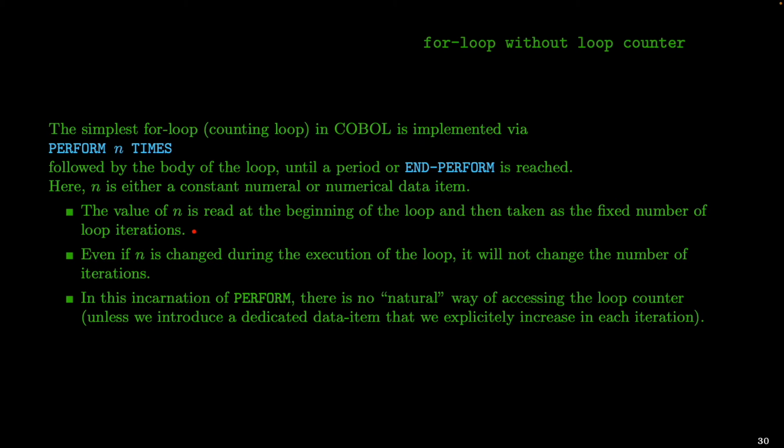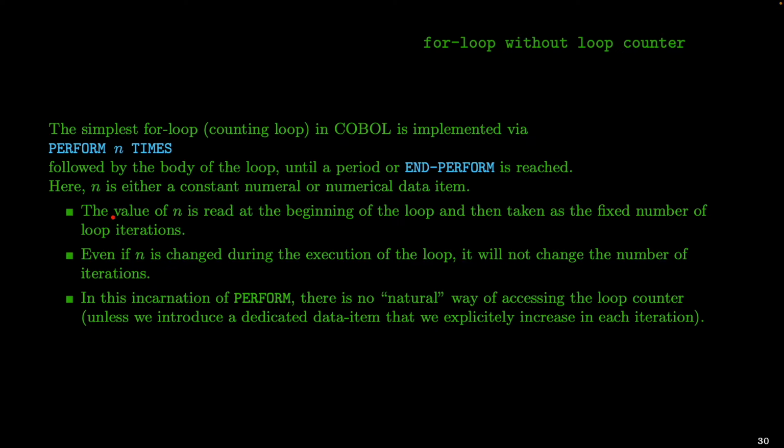Now it's important to understand how n is used by this loop. The value of n, if it's a constant or if it's a variable, is read at the beginning of the loop, and then the value it has at this point in program execution is taken as a fixed number for the loop iterations that we perform. So even if we change n, if it's a variable, during the execution of the loop, that will not affect the number of iterations that the loop performs.